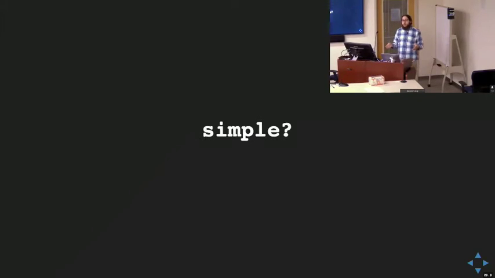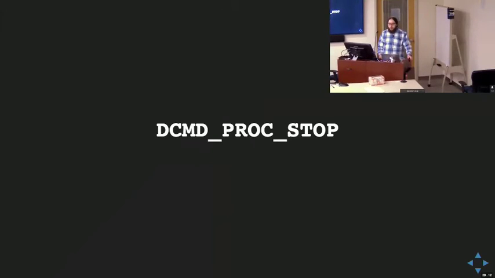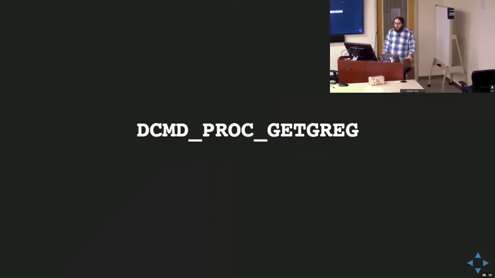So this technique seems simple enough. Let's try to port it to QNX. Of course, it turns out there's no ptrace on QNX, right? So we can't just port it directly. But fortunately, the QNX procfs does implement most of the required functionality via the devctl mechanism. We can issue the dcmd proc stop devctl to stop the target process. We can then use dcmd proc get greg to retrieve the target thread's registers.